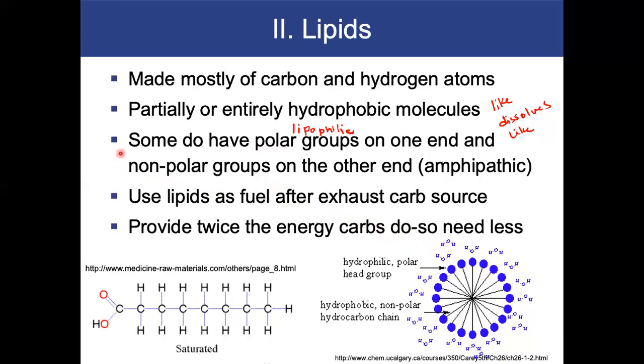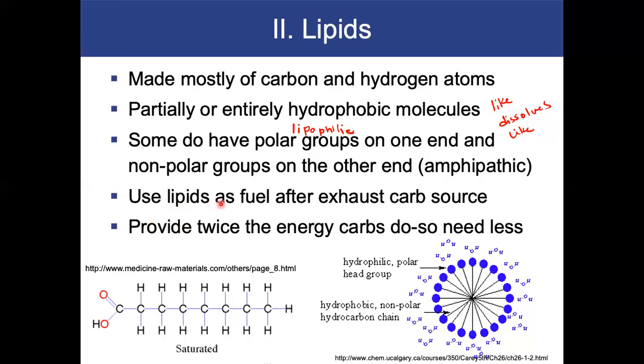So some have polar groups on one end and non-polar groups on the other end. If that's the case, we call them amphipathic. Laundry detergents work this way, and hand soap works this way. They have a polar group which dissolves in water and a non-polar group which dissolves in the dirt or oil or the stain in your shirt, right? The nonpolar attaches to the oil stain in your shirt, and then the polar dissolves in water and it takes the stain away.